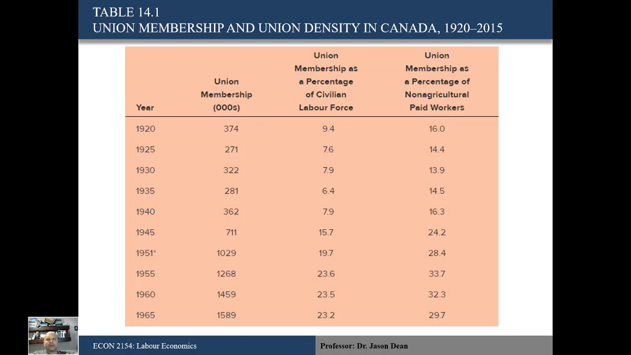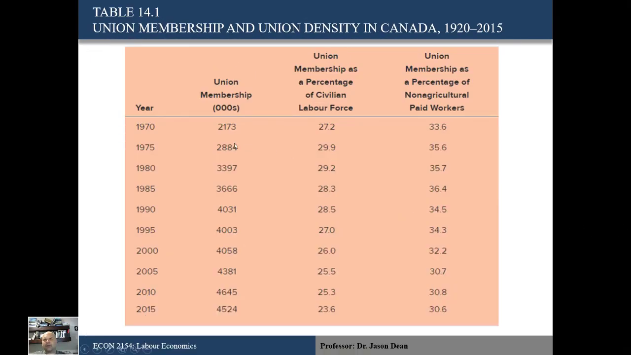And if we look, we can see that there's been substantial increases in either one of these measures from 1920 up until the 1960s. For example, the measure here, union membership as a percentage of the civilian labor force, increased from 9% in 1920 to almost 23% or 24% roughly in 1965. And if we look at just union membership of non-agricultural paid workers, it went from 16% to 30% over this time period. As will be discussed shortly, there were a lot of changes in terms of the legal context of unions in the 1940s and 50s, which explains, or partially explains at least, some of these increases that we see in this time period.